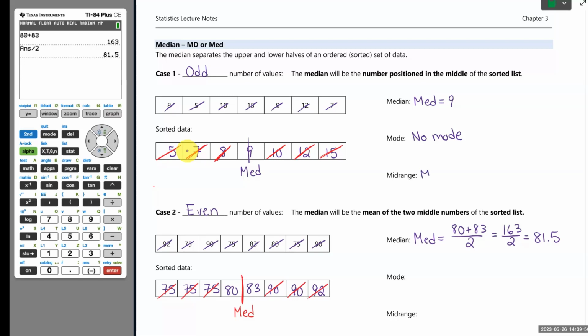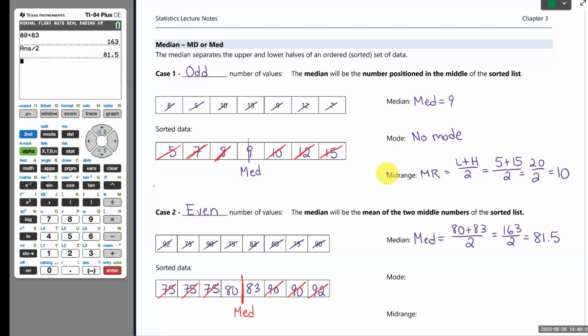And then midrange is just the average of the lowest and highest value in the data set. So in this case, the low was 5 plus the high was 15. Averaging two numbers, we add the two numbers, divide by 2. That will be 20 over 2 or 10.